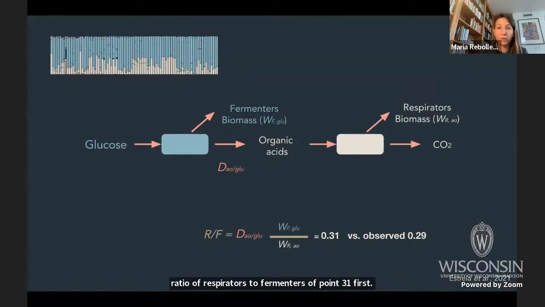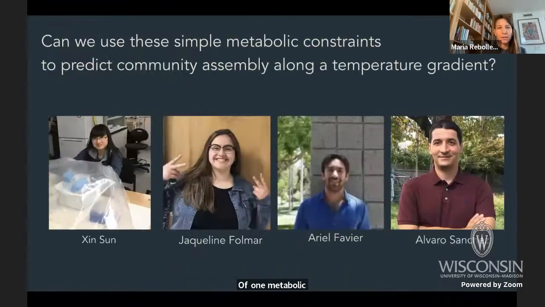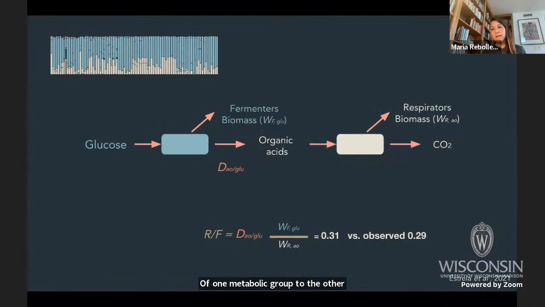And from putting those numbers together, we calculate a ratio of respirators to fermenters of 0.31 versus our observed ratio of 0.29. And so these obviously are statistically not different. And so, from just knowing this very simple metabolic structure, we can quantitatively predict the ratio of one metabolic group to the other. And so this was really exciting.